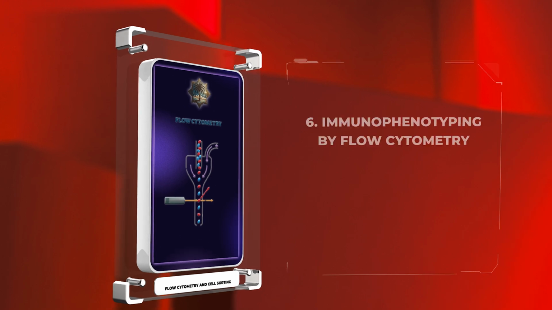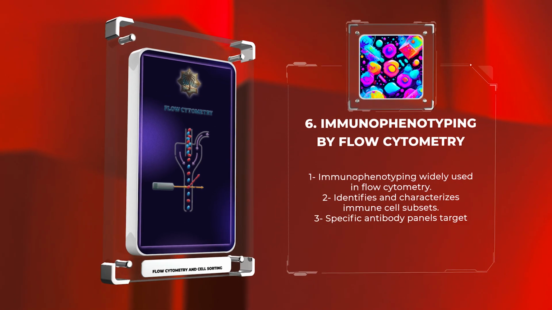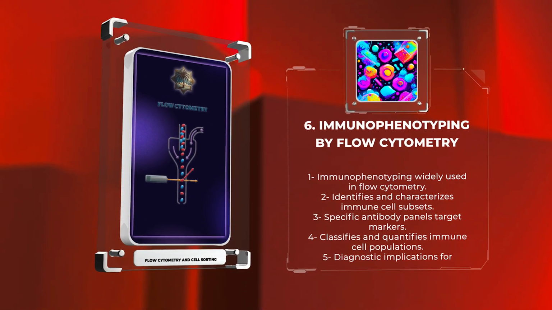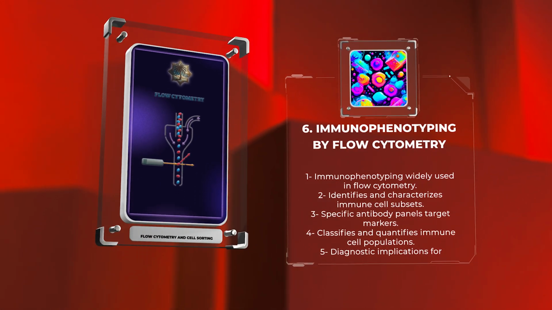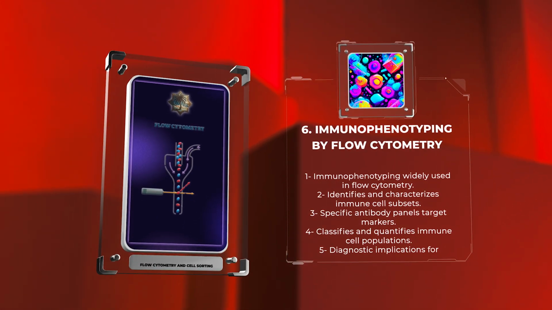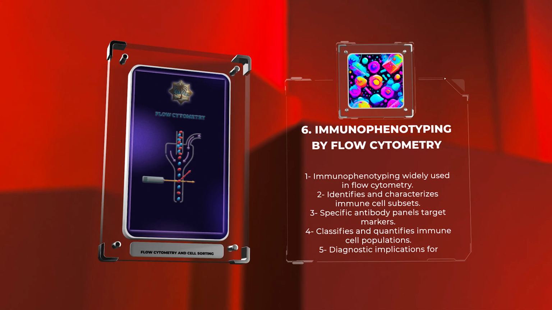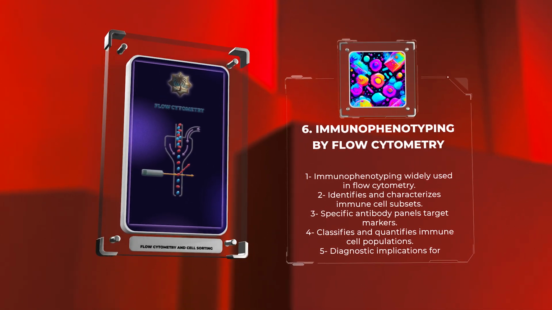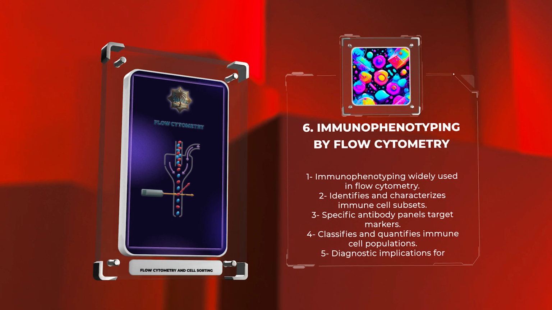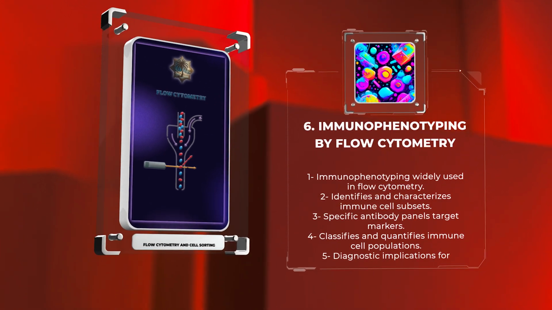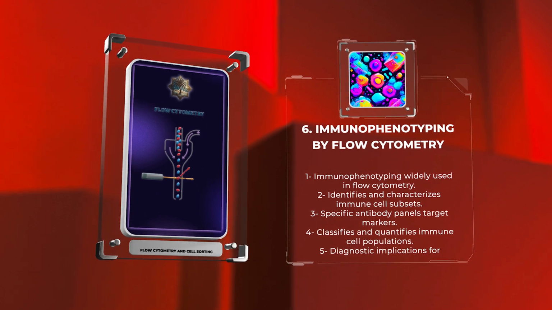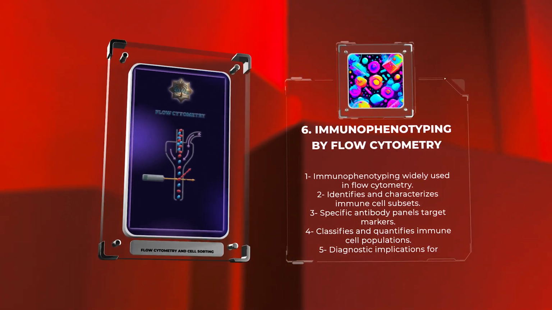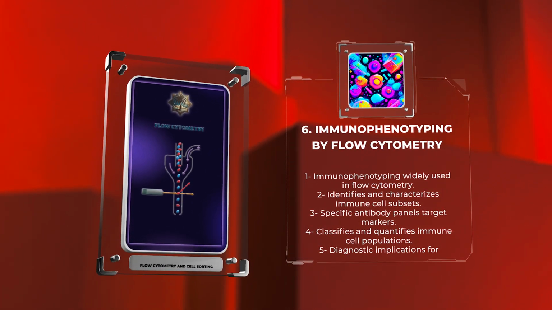Immunophenotyping is a widely used application of flow cytometry that enables the identification and characterization of different immune cell subsets based on their surface markers. By using specific antibody panels targeting a combination of markers, researchers can classify and quantify various immune cell populations in a sample. Immunophenotyping has significant diagnostic implications, providing valuable information for immunodeficiency disorders, hematological malignancies, and monitoring responses to immunotherapies.